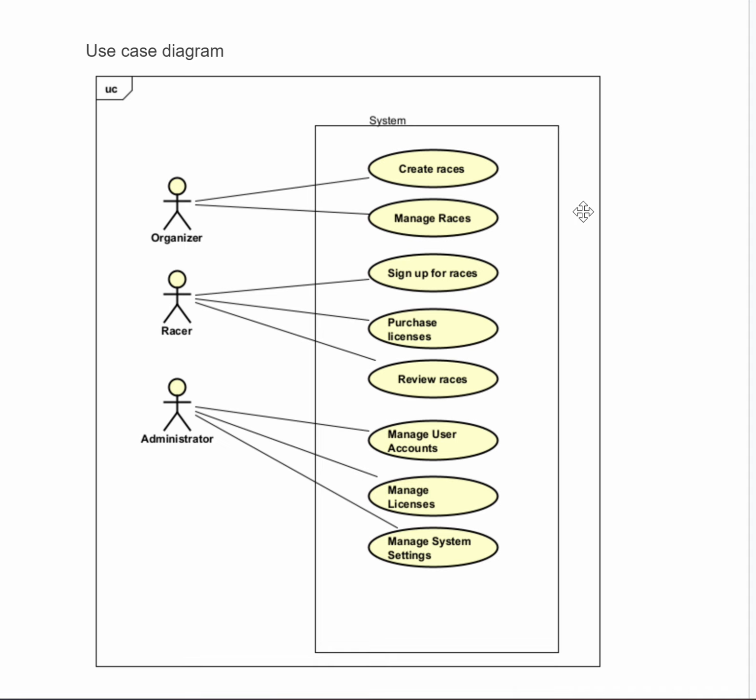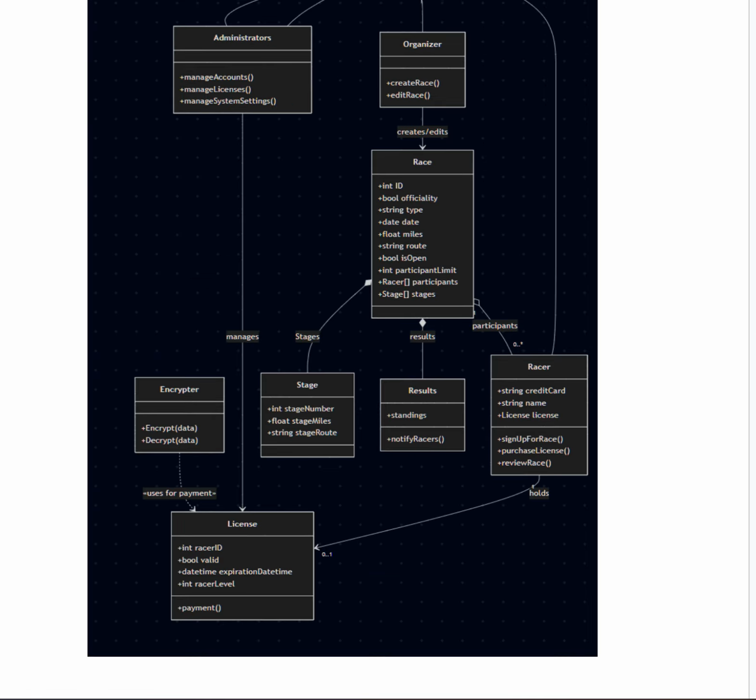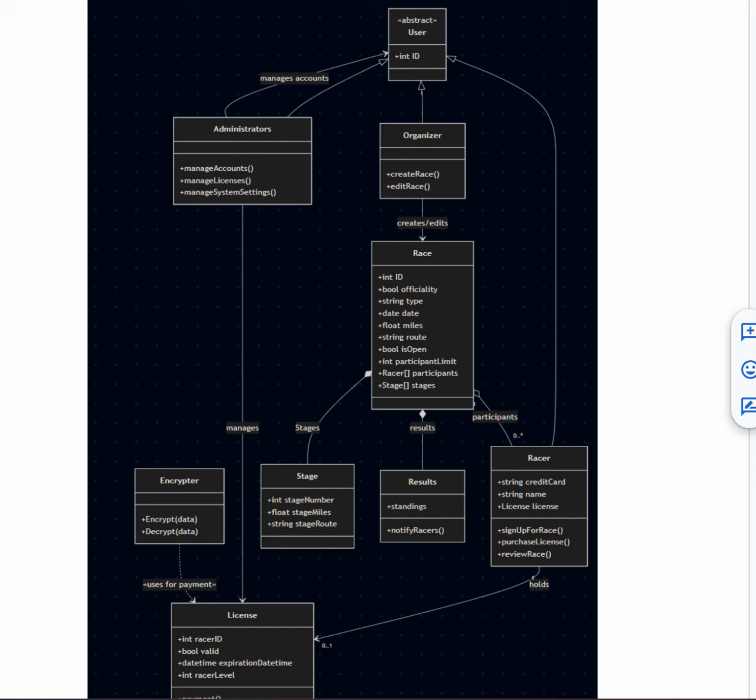They're going to be creating races, managing races, signing up for races, purchasing licenses, reviewing races, managing user accounts, managing license, managing system settings. From those requirements, from that use case diagram, we were able to expand how our users are going to use the system into this class diagram. This is where we get a lot more specific in exactly what is needed for our users to best take advantage of the functions of our system.